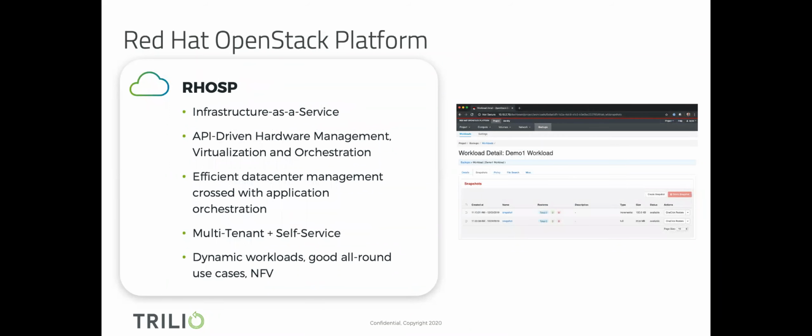Moving on to the Red Hat OpenStack Platform. So obviously this is the world of infrastructure as a service. This is 100% API driven hardware management, virtualization, and orchestration. Now, I know that's a bit of a mouthful. That's why I guess people prefer the word cloud. But ultimately, this is a world where it straddles two worlds. You've got the world which satisfies the IT department, and then you've got the world which satisfies the developers.